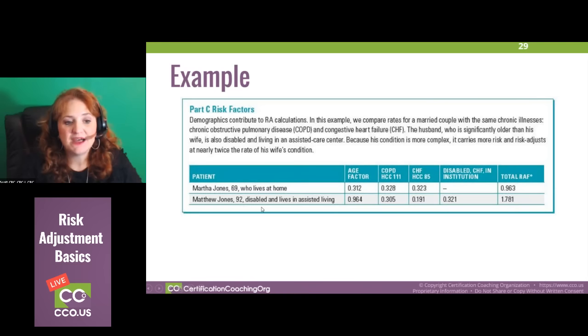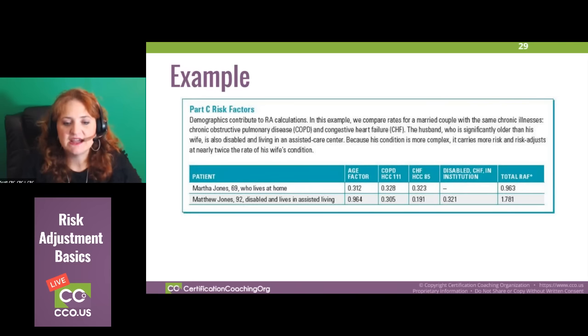Martha lives at home, but Matthew is disabled and lives in assisted living. So we have the score for the age. Definitely, he has a higher age. They both have COPD. They both have CHF. But see how the score is different from him versus her, because she's a female and she lives at home.